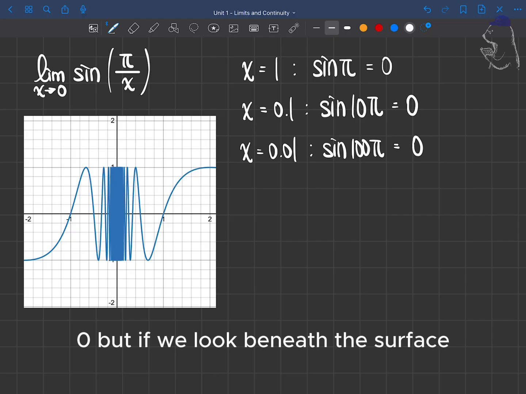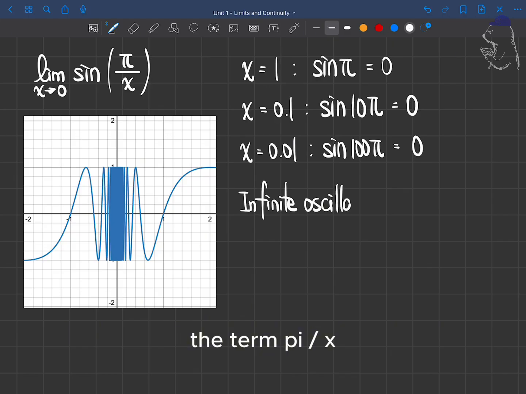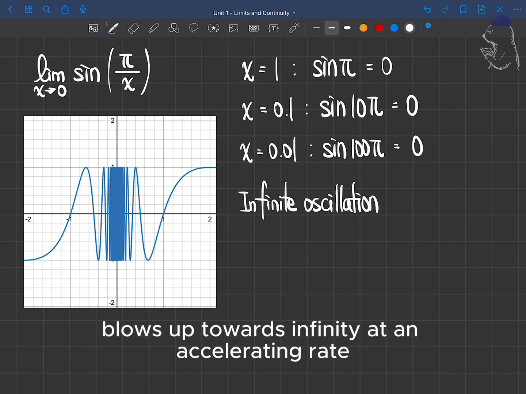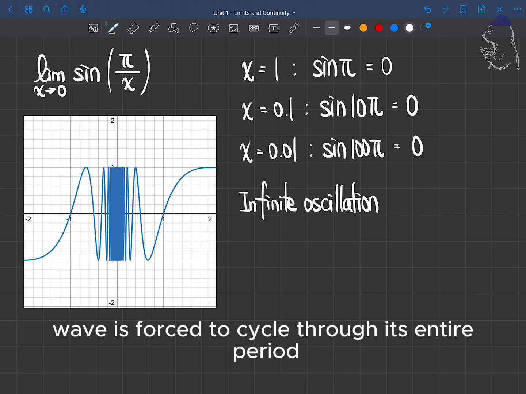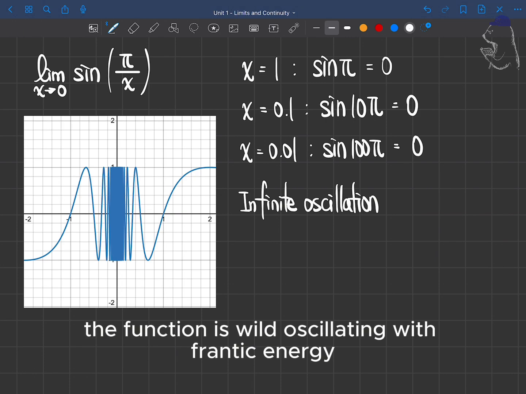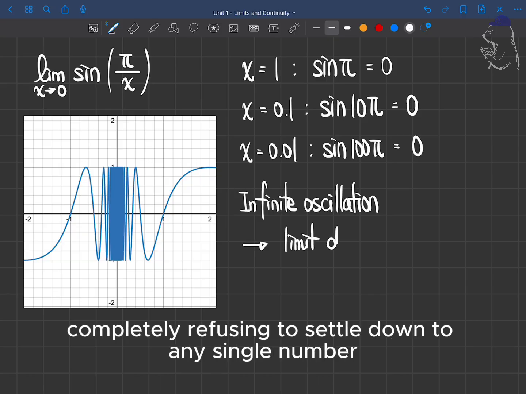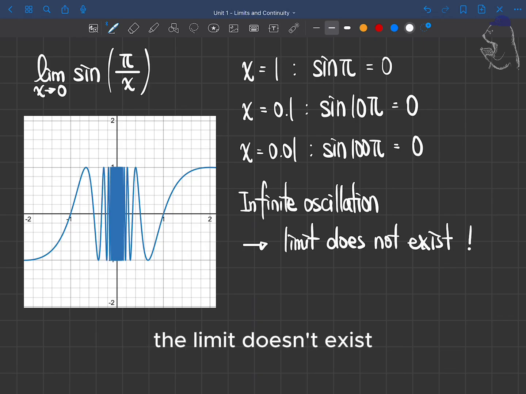But if we look beneath the surface, we see an infinite trap. As x gets closer to 0, the term pi over x blows up towards infinity at an accelerating rate. This means the sine wave is forced to cycle through its entire period between -1 and +1 infinitely many times as we approach the origin. The function is wild, oscillating with frantic energy, completely refusing to settle down to any single number. Because it never targets a stable value, the limit doesn't exist.